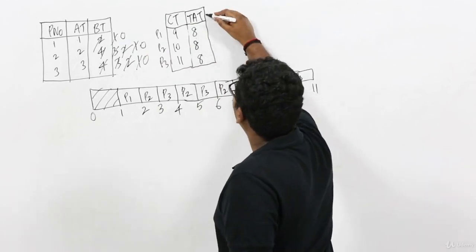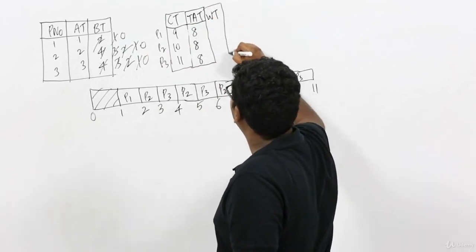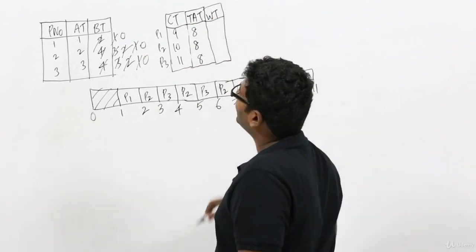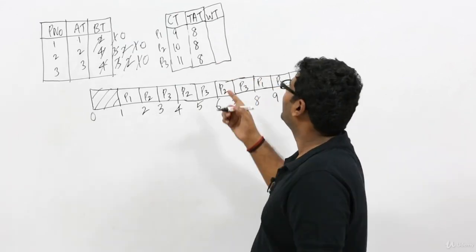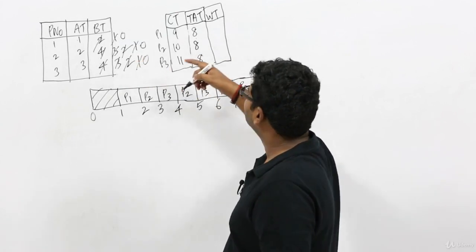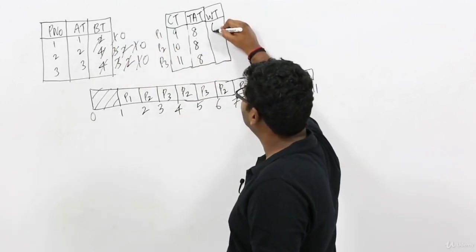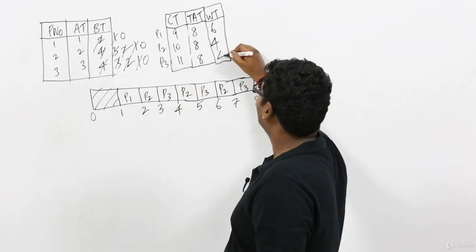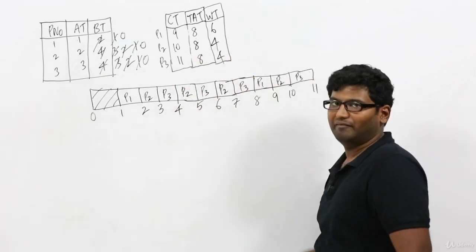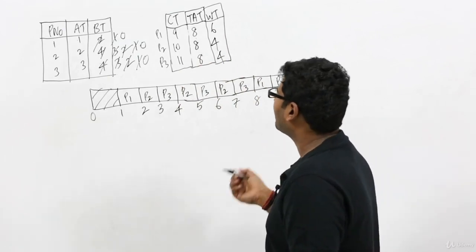Fine. Now let's see the waiting time. In case of waiting time, again we assume that the IO time of all the processes is 0. So the waiting time equals turnaround time minus burst time. So 8 minus 2 is 6, 8 minus 4 is 4, 8 minus 4 is again 4. You can add all three of them and divide by 3 in order to get the average waiting time.